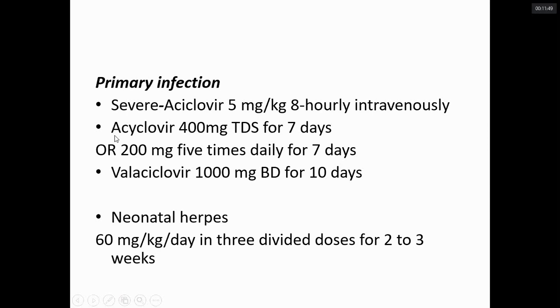Or in the moderate to mild infection, we can give acyclovir 400 mg TDS for 7 days, or 200 mg 5 times a day for 7 days. But 400 mg TDS for 7 days is more commonly practiced because it is easy dosing. It is easy to take a drug 3 times a day than 5 times a day. And valacyclovir also can be given, but we mostly give acyclovir. And in case of neonatal herpes, we have to give acyclovir 60 mg per kg per day in 3 divided doses for 2 to 3 weeks.